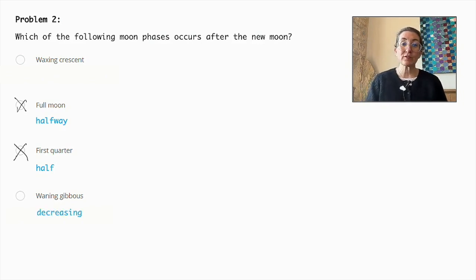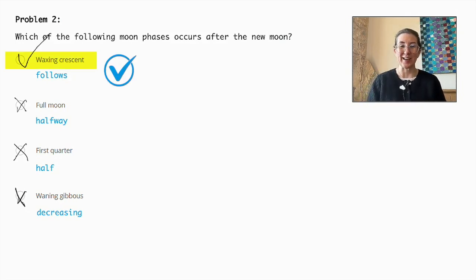The waning gibbous phase follows the full moon as the moon's illumination decreases. So this is also incorrect. The waxing crescent phase, where a small sliver of the moon becomes visible and gradually increases in illumination, directly follows the new moon. Therefore, waxing crescent is the correct answer.